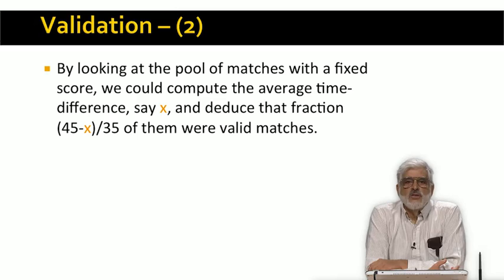A little math tells you that the fraction of matches that are valid is (45 minus X) divided by 35. So for example, if X equals 10, then this fraction is 1, which makes sense, since 10 is the difference that the gold standard provides. If X equals 20, then we would expect that 5/7 of the matches are valid. That makes sense. 5/7 of the matches will have an average difference of 10, and 2/7 of them will have an average difference of 45, so the weighted average of the averages is 20.